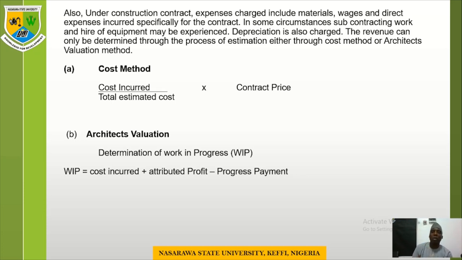Also, under construction contract, expenses charged include materials, wages, and direct expenses incurred specifically for the contract. But in some circumstances, subcontracting work and hire equipment may be expensed.